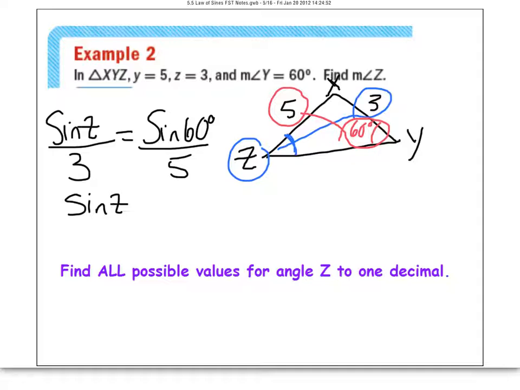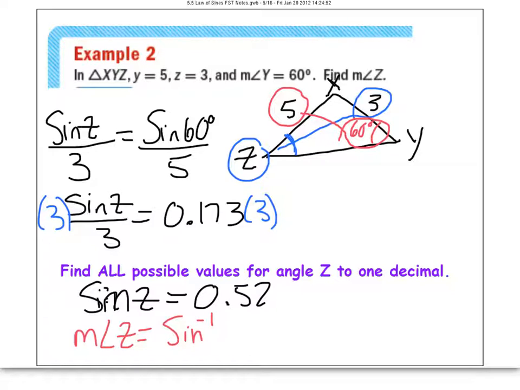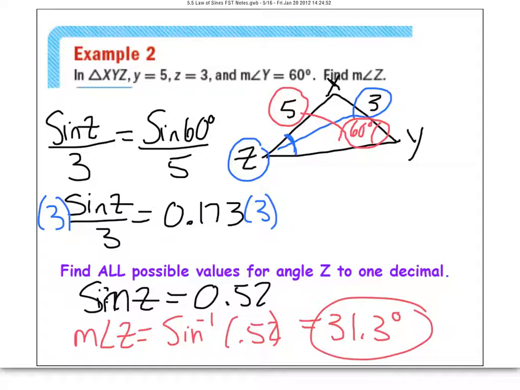So we'll just keep this as a sine of z over 3. And this right-hand side is going to become 0.173. Now we want to get the sine of z by itself, so just multiply this side by 3 and this side. That'll leave us with the sine of z is equal to 0.52. Now remember, when you want to solve for the variable and it's embedded in the word sine, cosine, or tangent, all you do to find the measure of that angle z is take the sine to the negative 1, or the inverse sine of the 0.52 in this case. When you do that, you're going to get 31.3 degrees.